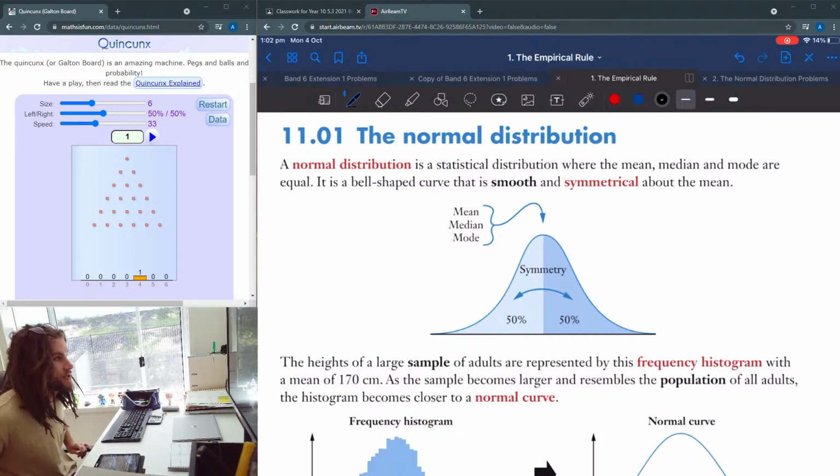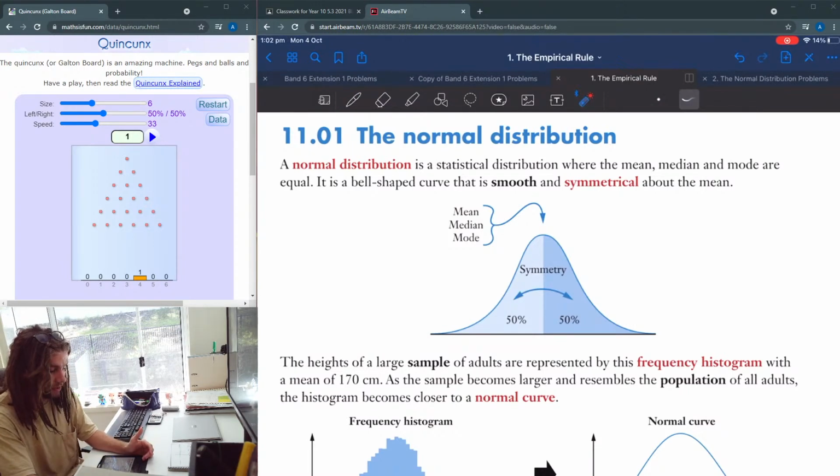Alright, welcome to the standard content. So we're going to start looking at the normal distribution. Now that's actually the title of the topic, but we're going to be using the concept of a normal distribution, and I'll explain what that is in a sec, throughout the whole topic.